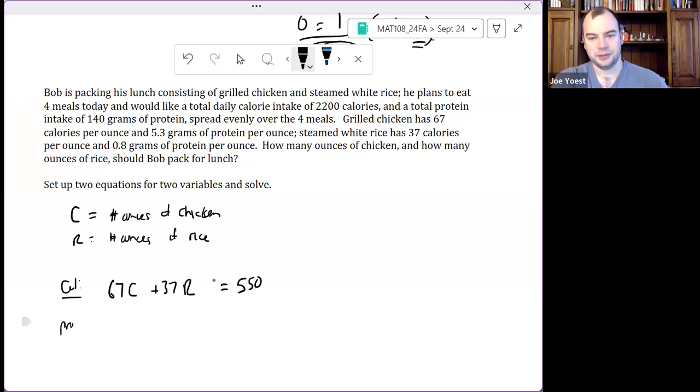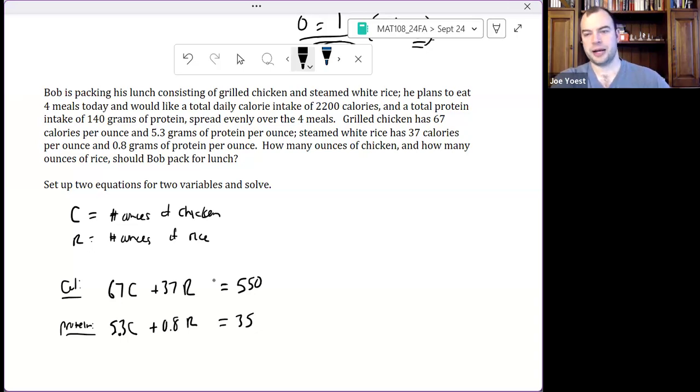And then for the protein, again, he wants 140 grams of protein spread evenly over the 4 meals. So 140 over 4 is 70 over 2, or 35 grams of protein that he wants for this meal. How many grams of protein come from 1 ounce of chicken? Well, 5.3. So 5.3C plus, and then rice has 0.8, 0.8R.